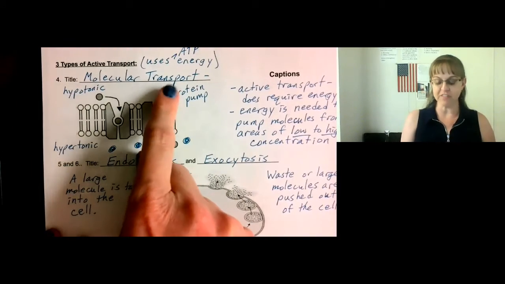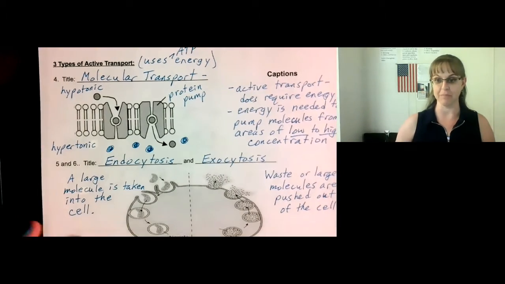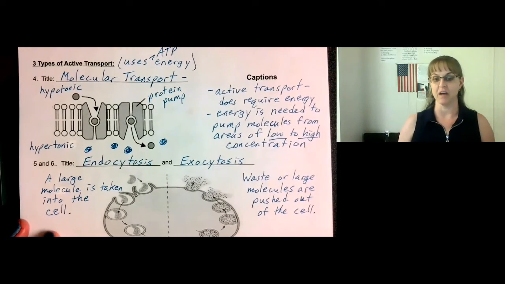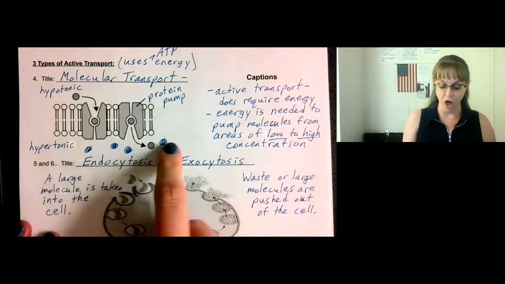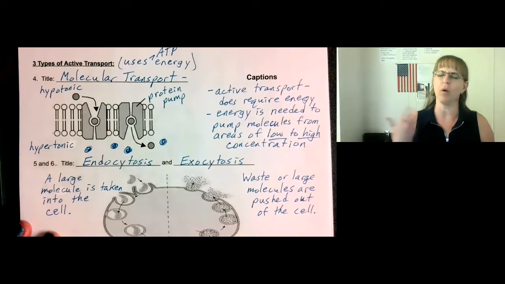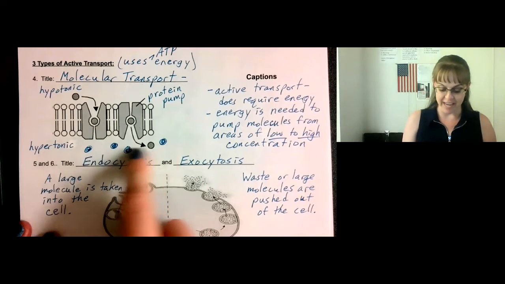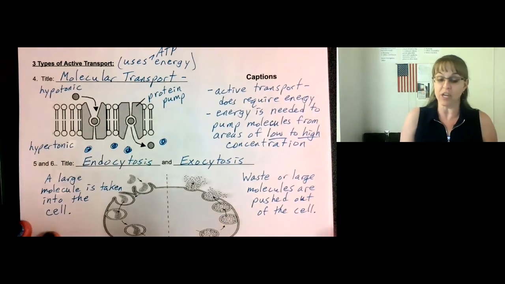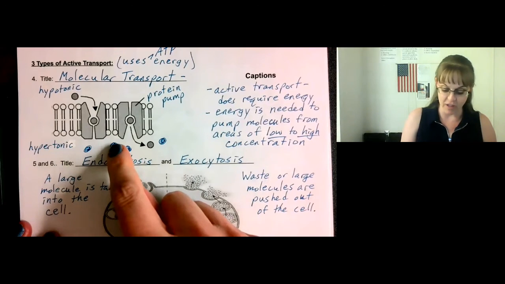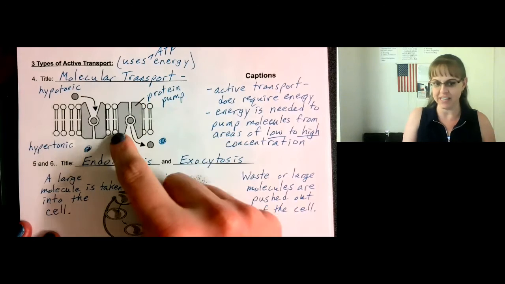So we have, first of all, molecular transport. This is when you use a protein pump to pump the molecule where you want it to go. And you do that when there's more molecules already inside the cell or outside, and you're going to add even more. So here we've already got a hypertonic solution down here and hypo outside. So naturally, the solute is going to try to move out of the cell, not in.